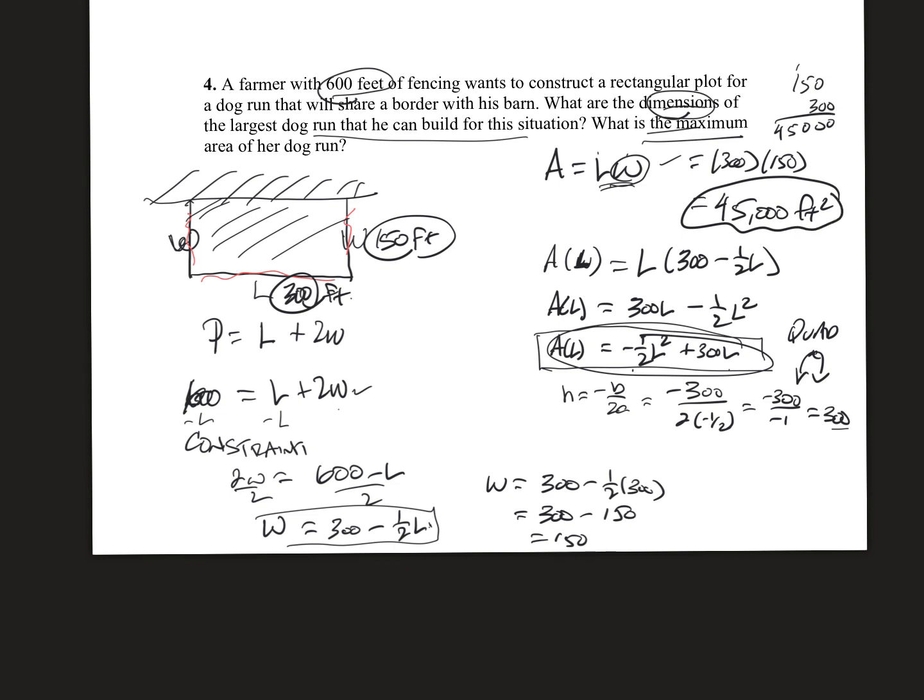So I think I did my math right there. Yeah, 1, 2, 3 zeros, and then 15 times 3 is 45.